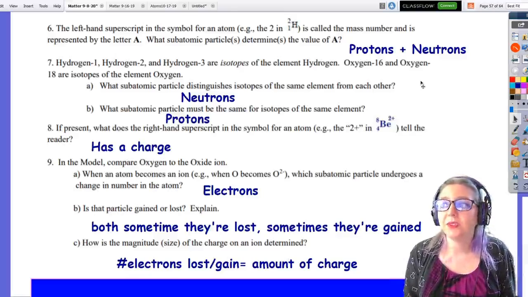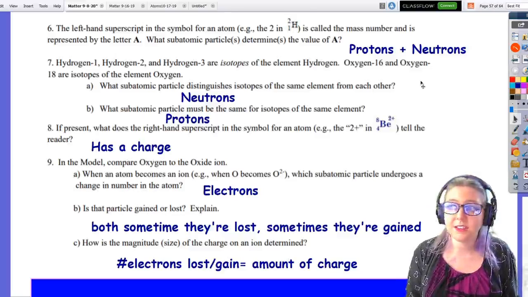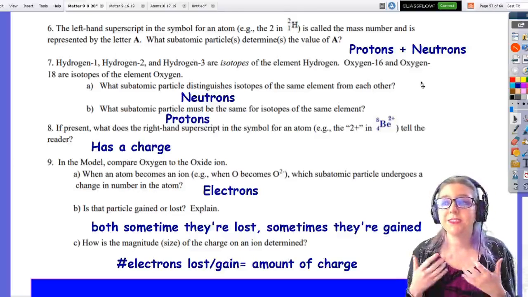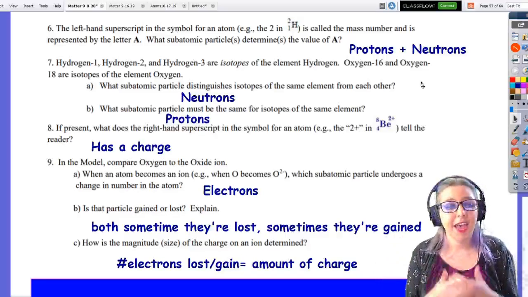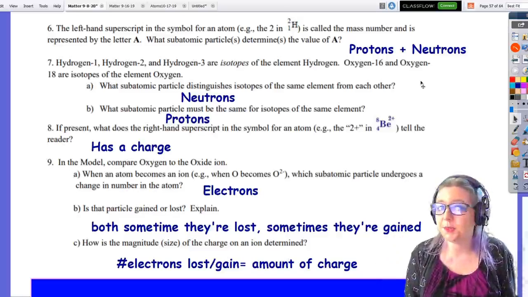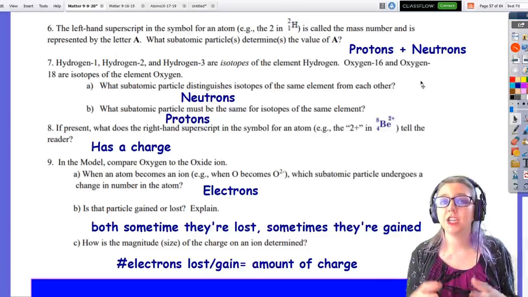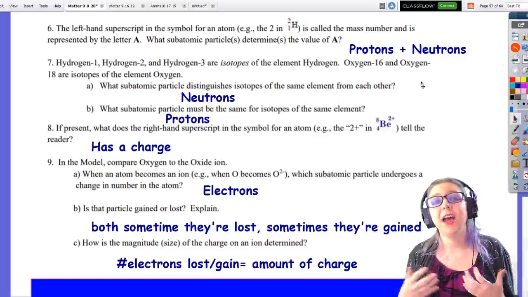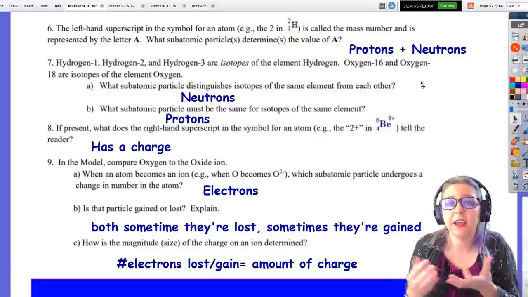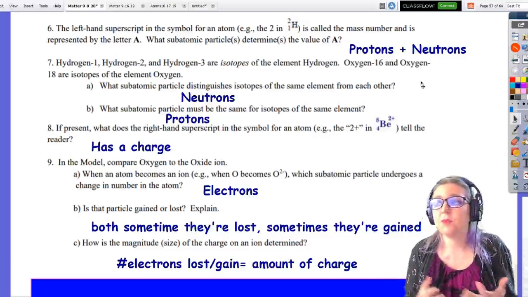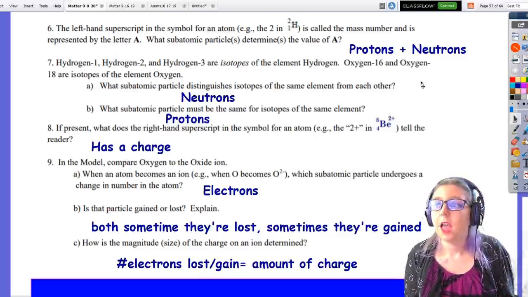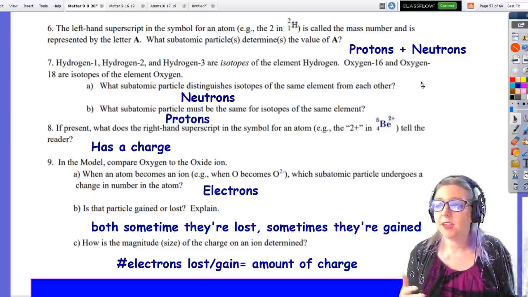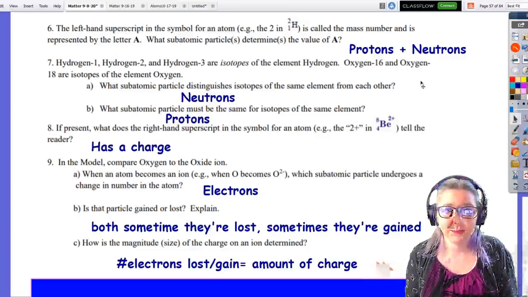Hydrogen 1, 2, and 3 are isotopes of hydrogen. Oxygen 16 and oxygen 18 are isotopes of oxygen. So what's different between my isotopes is my number of neutrons. They have to have the same number of protons to be the same element. But when I change my neutrons, I now have an isotope. I have heavier atoms and I have lighter atoms because I have more or less neutrons between my different isotopes. And what has to be the same? Again, my number of protons.